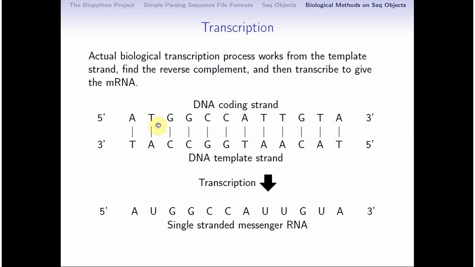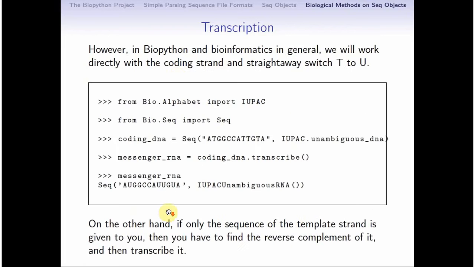However, what it actually boils down to is that you see this strand, the coding strand, you change all the T to U, then it's mRNA already. So in Biopython and in bioinformatics, we work directly with the coding strand, it is much faster. So this is the coding strand. So transcribe this coding strand and this will be the mRNA.